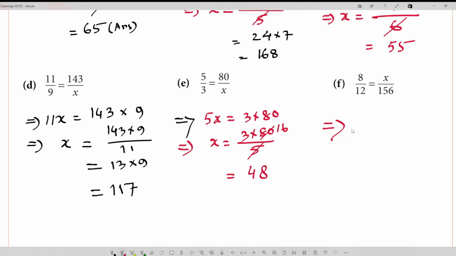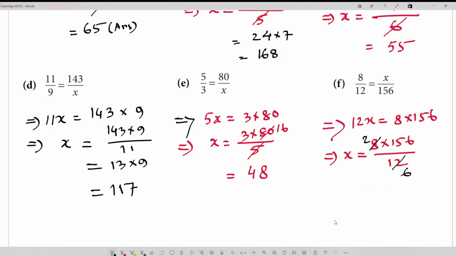Number F, and today's last question. Here also we are doing cross multiplication. So 12 times x, 12x equals 8 times 156. So we can divide both sides by 12. So it will be x equals 8 times 156 divided by 12. Right? Now we can divide by 4. So 8 divided by 4 means 2, and here is 6, right?